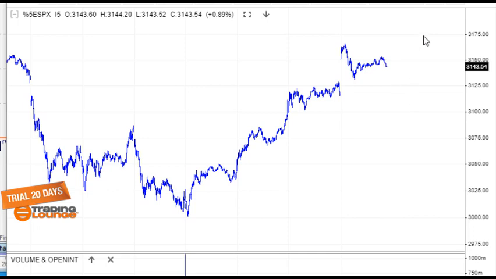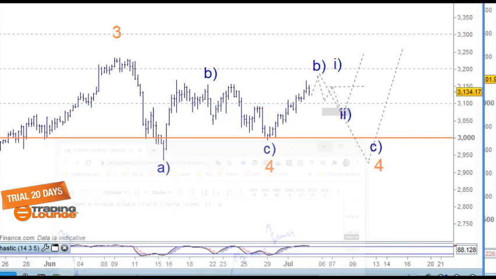So it's not quite finished yet. But even once it finishes here, we either pull back as an ABC pattern here, or we come all the way down. That's what I don't know, and that will just have to play out. And this is the situation here.